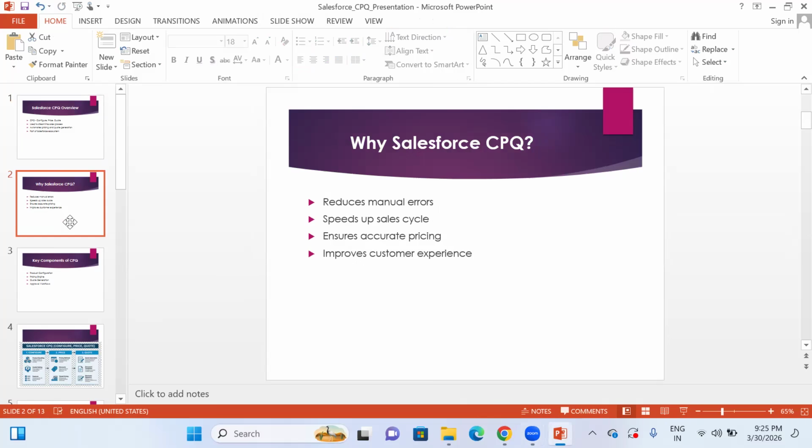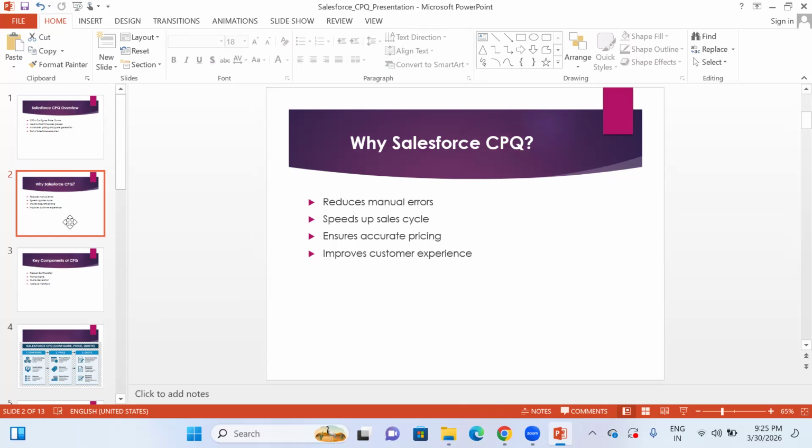Now, why is Salesforce CPQ required for any organization, especially from the sales department's point of view? This has nothing to do with technology or domain. It is majorly used to reduce manual errors, because if a quotation is generated manually by a group of people, there may be a possibility of manual errors. In order to reduce those manual errors, CPQ can be used.